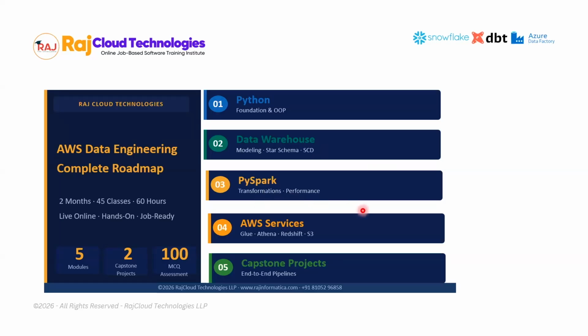Then the third module is about PySpark, how we will take the Python which we have learned here and execute it on our Spark framework. Spark is the framework, the architecture, and PySpark is what you get once you run your Python program on the Spark framework. So that becomes your PySpark actually.